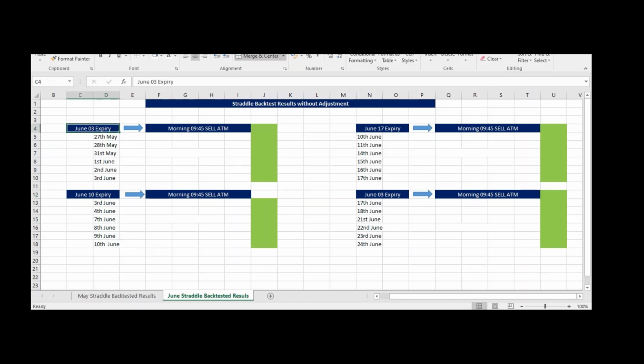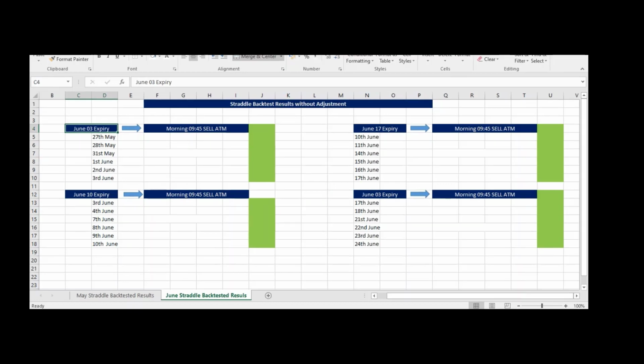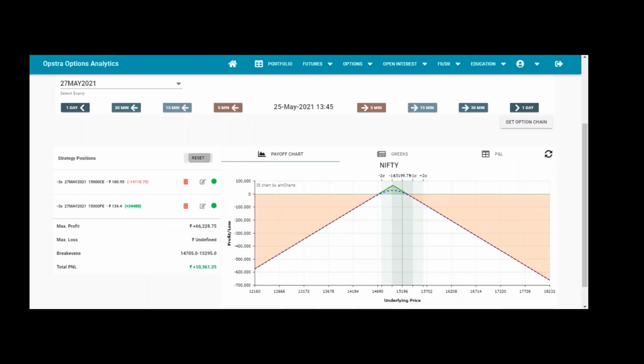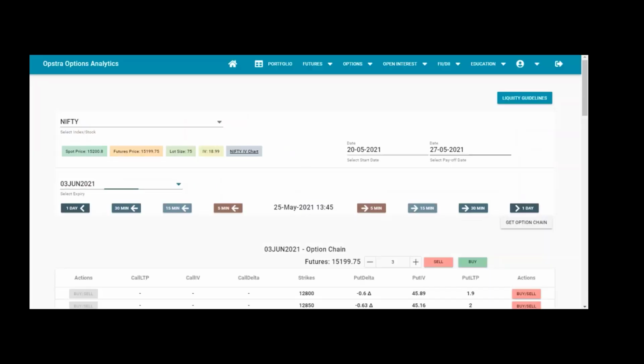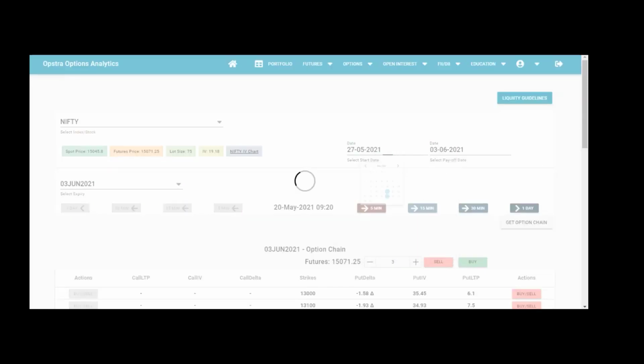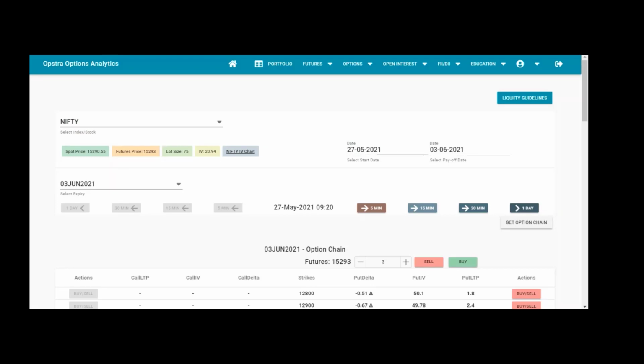In the June we have 4 expiries, and the first expiry is June 3rd. We implement the straddle on the 27th May. Let me go back to the Upstox. Let me reset the strategy positions, and I'm doing for the 3rd June expiry, but for this I need to implement on May 27th. Okay, so on May 27th I'm implementing the straddle for the 3rd June expiry.